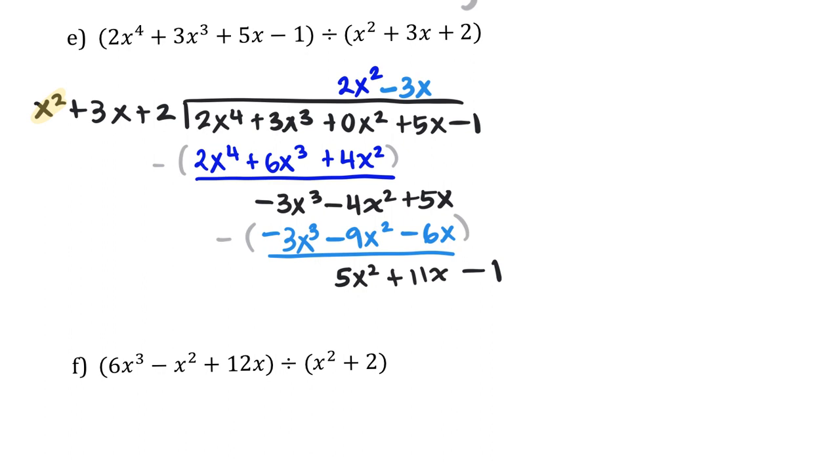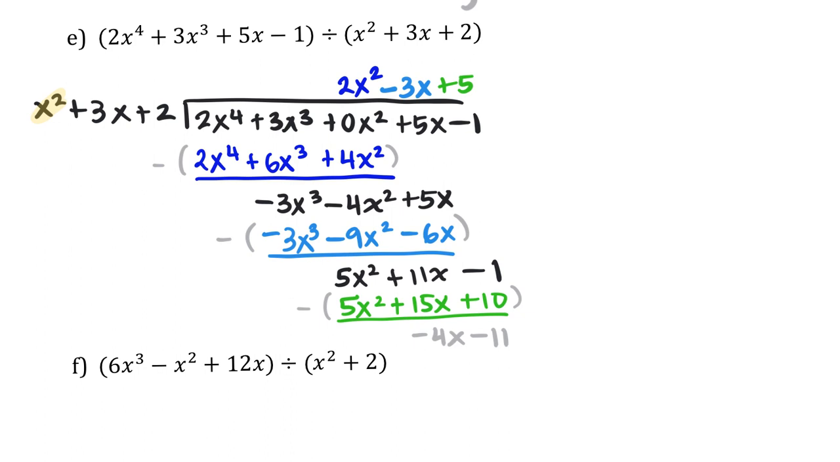Okay, now to get 5x squared times 5. 5x squared, 5 times 3x, 15x, 10. Okay, subtract down. Okay, so cancels. 11 minus 15, negative 4x, negative 1 minus 10, negative 11. Okay, now I'm done.